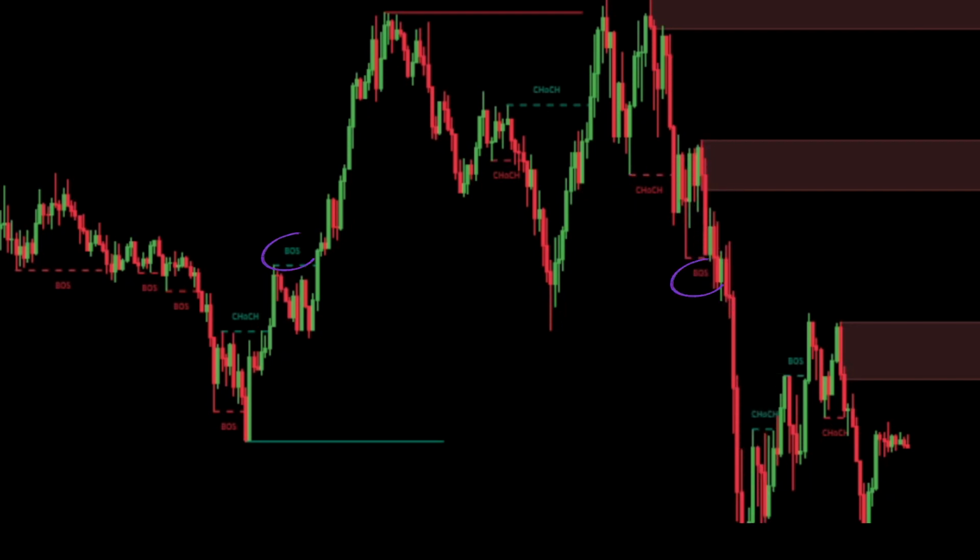Next, you'll see the BOS signal or break of structure. The break of structure signal generally indicates a continuation of the trend. This can occur in both bullish and bearish trends. For example, if during a bullish trend, the price breaks above the previous high forming a new higher high, then a BOS signal will appear. If the BOS signal is green, it usually indicates a continuation of the bullish movement. But if the BOS signal is red, it usually indicates a continuation of the bearish movement.